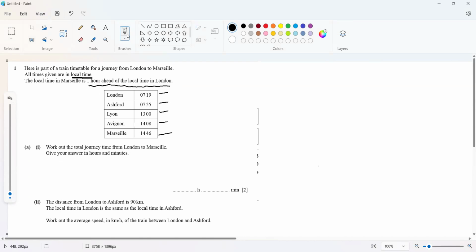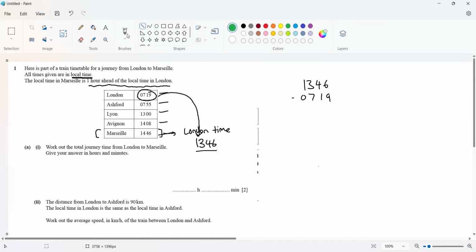In other words, this is Marseille time, right? So technically speaking, for London time, Marseille is actually 13:46, right? By keeping this in mind, we can now answer A1, work out the total journey time from London to Marseille. According to London time, it is 7:19 a.m. to 13:46 p.m. So from here, we do 13:46 minus 7:19.